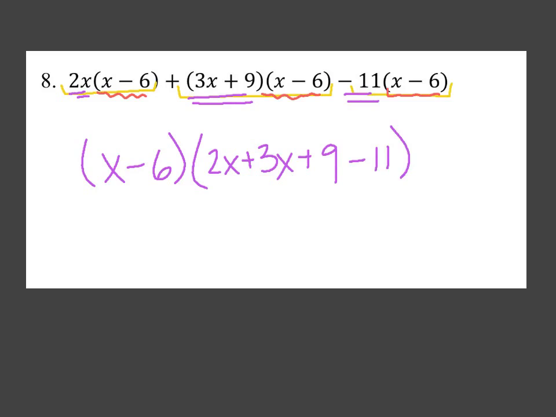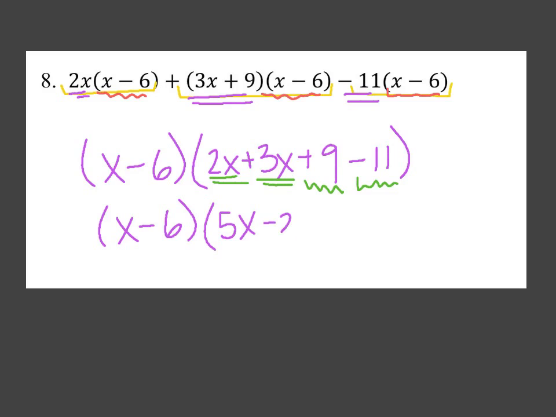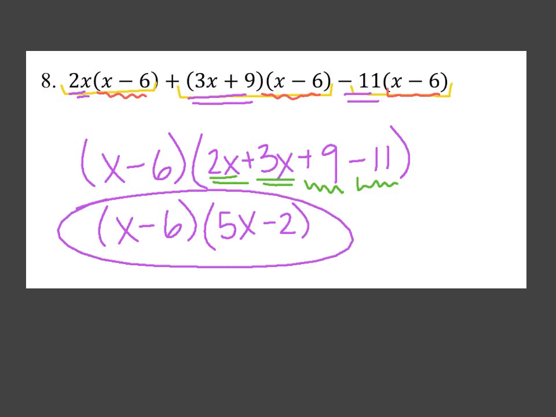Now let's simplify a bit. The x minus 6 is going to stay the same, but I can put the 2x with the 3x, and I could put the plus 9 with the minus 11, because they are like terms with each other. So 2x plus 3x gives me 5x. 9 plus negative 11 gives me negative 2. And that's my final answer, factoring using GCF.